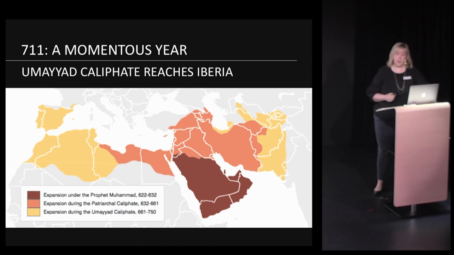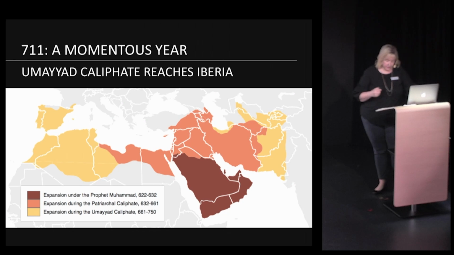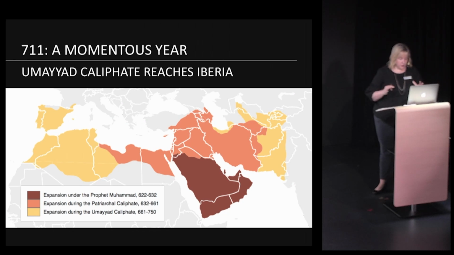And the Umayyad Caliphate was responsible for the expansion in Spain. So you can see 661 to 750. But 711 is kind of the date that historians use to pinpoint that moment of conquest. Now, they took on the Visigoths and took over Toledo, and that went very well, so they just kept pushing.